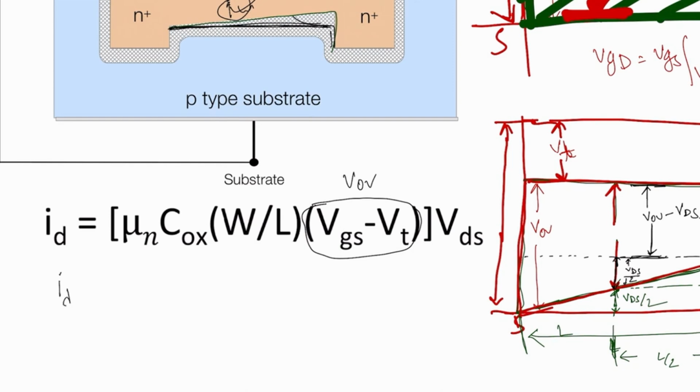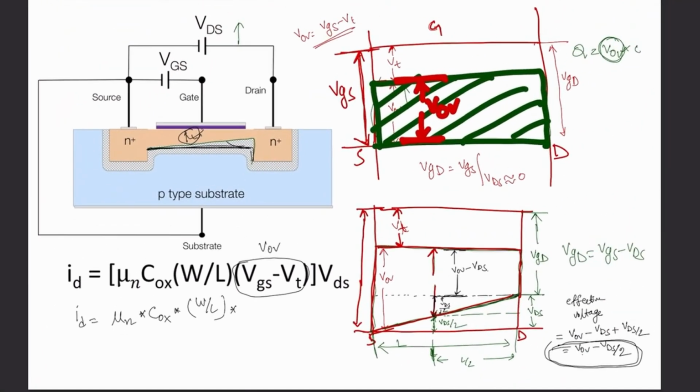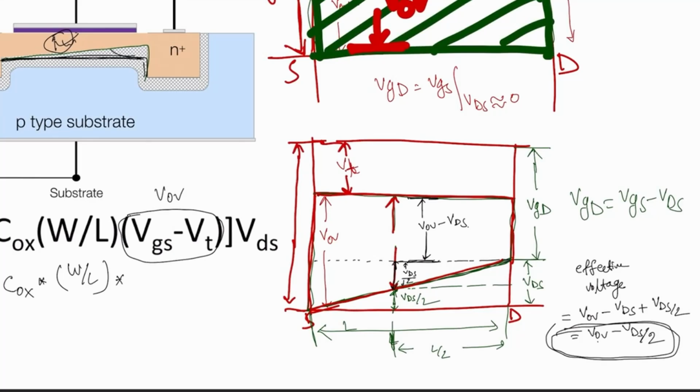That means the equation will be the same. ID is equal to mu n multiplied by the oxide capacitance per unit area multiplied by W by L, where W is the width of the channel and L is the length of the channel, multiplied by the effective voltage. What is the effective voltage across the channel? It is VOV minus VDS by 2, multiplied by VDS.